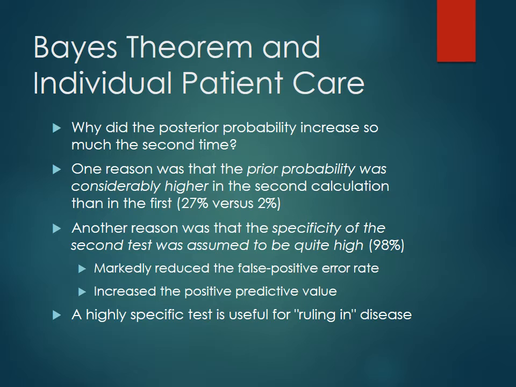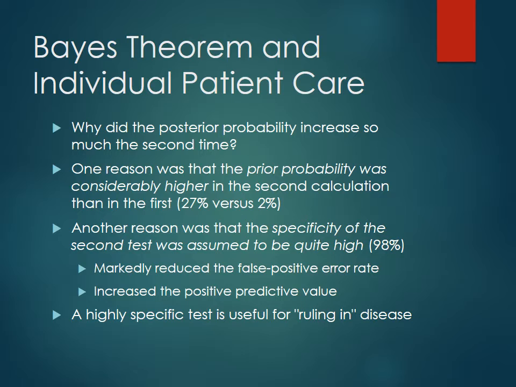So why did the posterior probability increase so much the second time? One reason is that the prior probability was considerably higher for the second running of the test: 27% versus 2%. Another reason is that the specificity of the second test was assumed to be quite high. To rule things in with the more confirmatory testing, you want something with a high specificity. In that test, it was 98%.